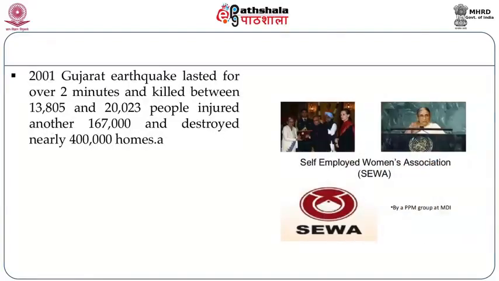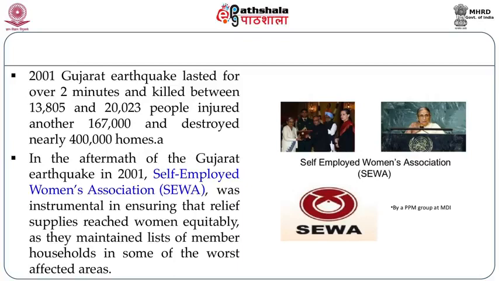In 2001, the Gujarat earthquake lasted just 2 minutes and around 13,000 to 20,000 people were dead, around 167,000 people injured, and around 4 lakh homes were destroyed. In the aftermath of the Gujarat earthquake in 2001, the Self-Employed Women's Association, SEWA, was instrumental in ensuring that relief supplies reached women equitably, as they maintain lists of member houses in some of the worst affected areas.